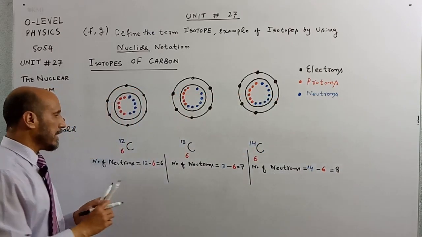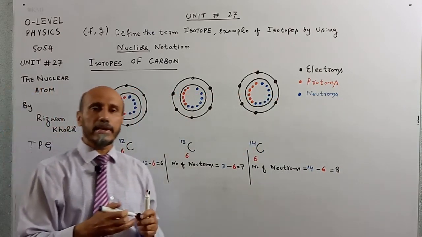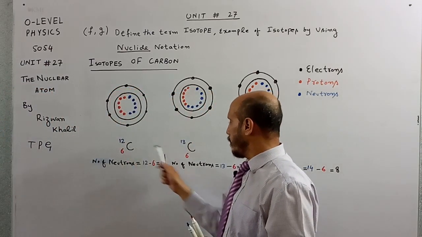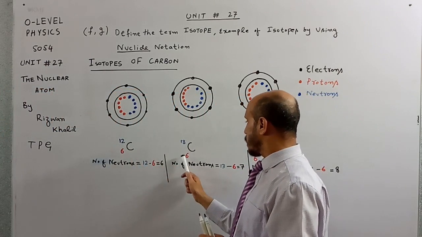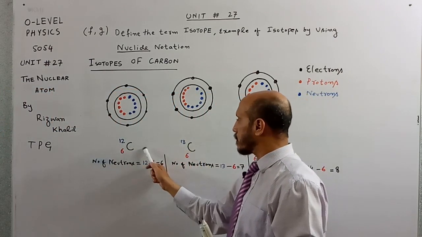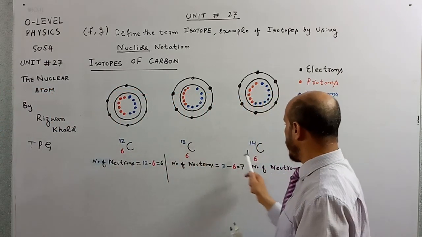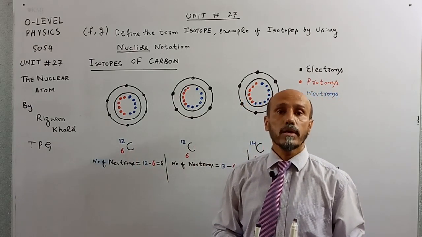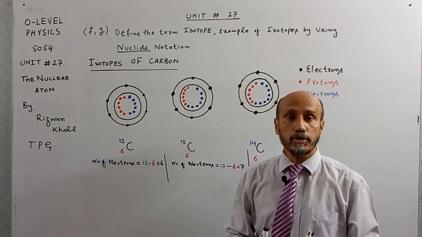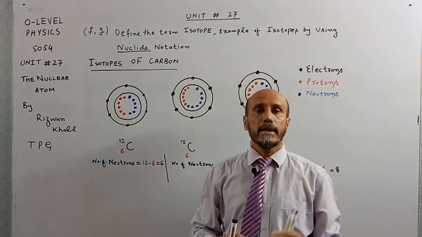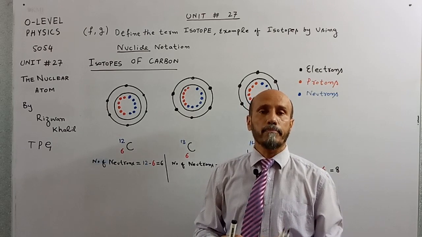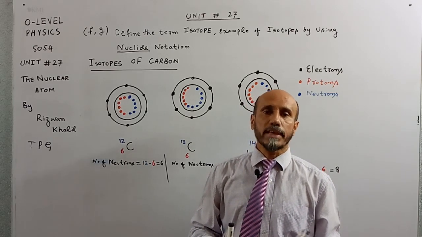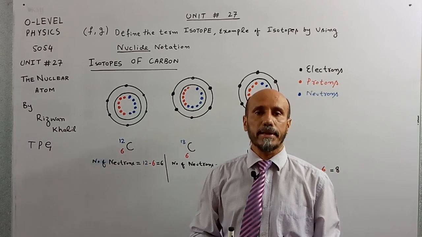So these are the different isotopes of carbon: 6C12, 6C13 and 6C14. These are the isotopes of carbon. And what are isotopes? Atoms of an element having the same number of protons but a different number of neutrons. Now we will discuss a few examples from past papers regarding this topic.